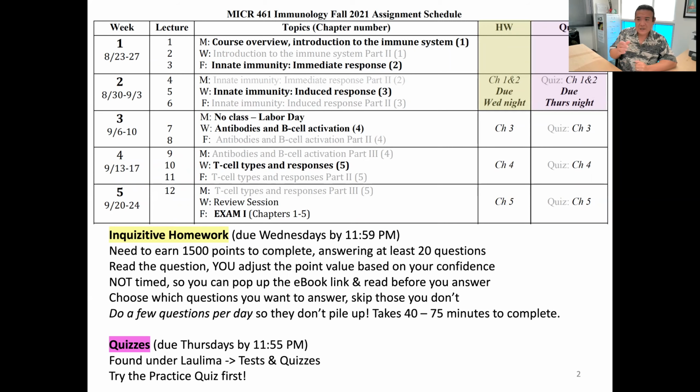All right. So how do you decide your confidence level? Well, each question gives you the link to the ebook, so you can click on it and actually read that part of the ebook before deciding how many points you want to wager. Once you've decided that, you can go ahead and answer the question. It's not timed. That's the great thing about it, so you can take all the time you want reading and deciding.